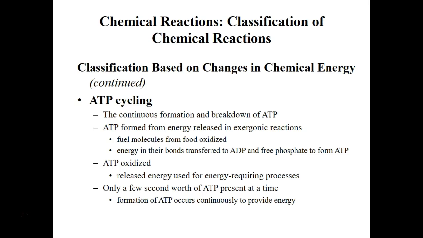ATP is chemical energy of our cells, and it can be continuously formed and then broken down to give us energy. So ATP is formed when exergonic reactions occur, and they release energy. They release energy in the form of ATP. The ATP then immediately can be broken down into ADP and a phosphate to release the energy. And then it can be built back up into ATP when we don't need to use the energy.